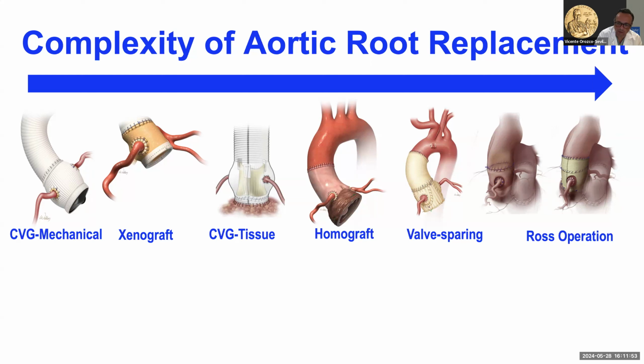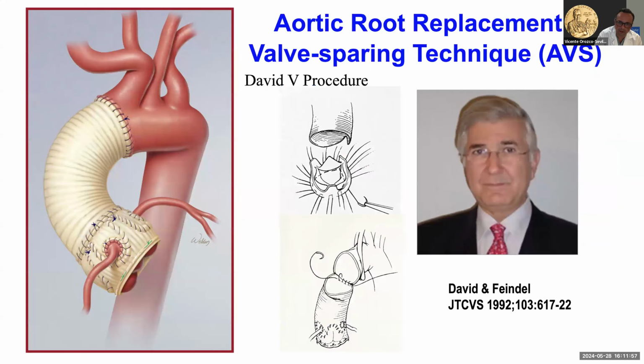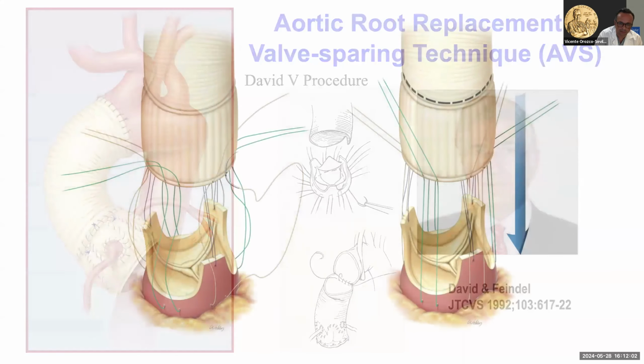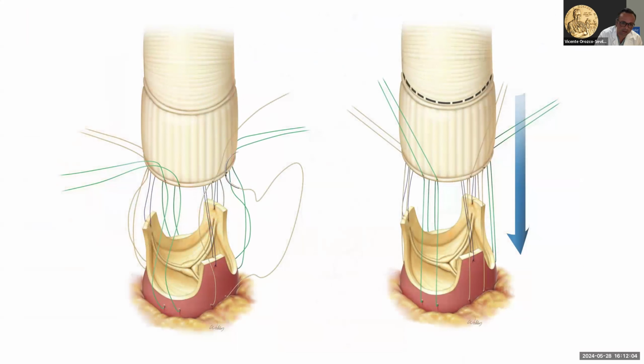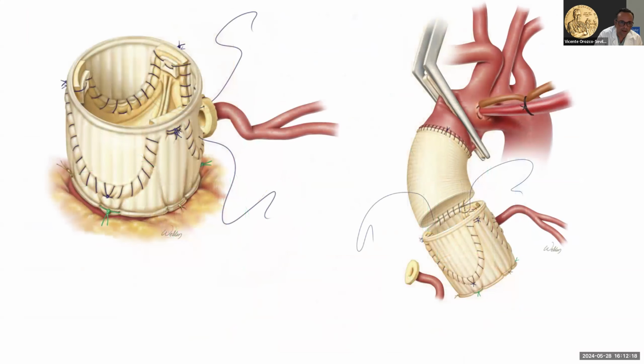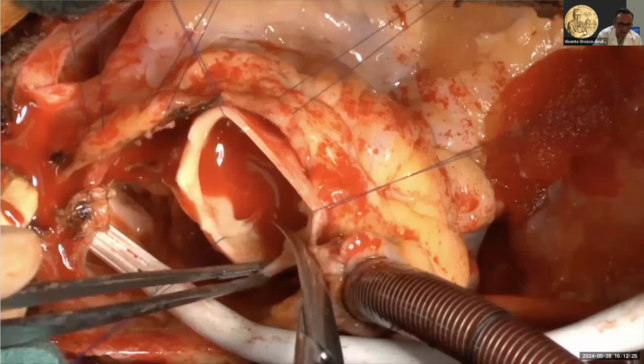But whenever we can, we always try to preserve the valve, and we use valve sparing, what we call the David operation or David V operation, which is a reimplantation of the valve. As you can see here, it's pretty much dissecting the whole aortic root, all the components that we talked about in the first slide, and suspending this valve in a graft, which could be a straight graft or what we call the Valsalva graft. Once we dissect the root, we replant the valve and suture it, and replant the coronaries. I have a quick video here that I'm going to show you.